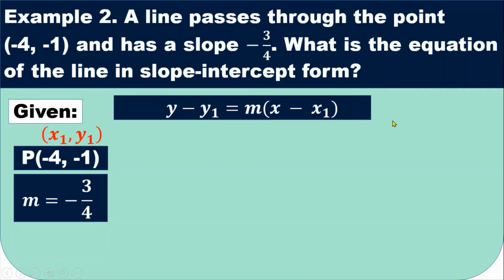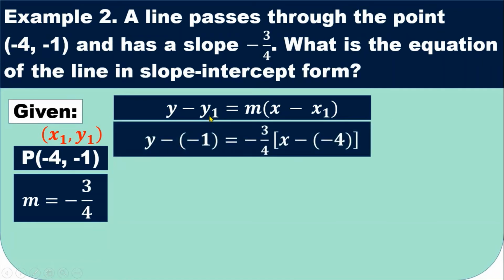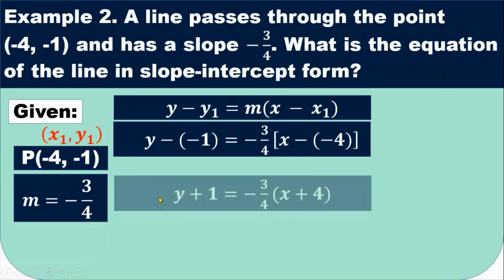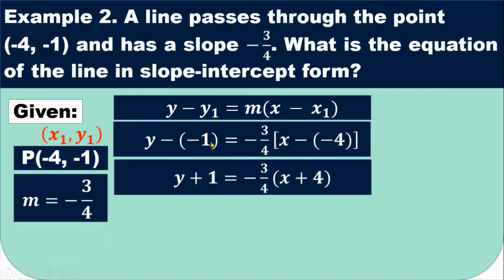Plugging the values, we have y minus the value of y sub 1, which is -1, is equal to the slope, which is -3/4, times the quantity of x minus the value of x sub 1, which is -4. Simplifying our equation, we have y, the negative of -1, that's +1, is equal to, copying -3/4, times the quantity of x, the negative of -4, that is +4.